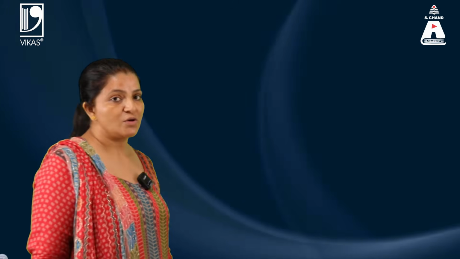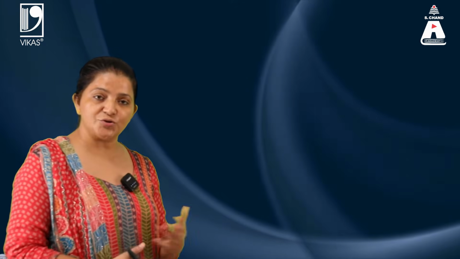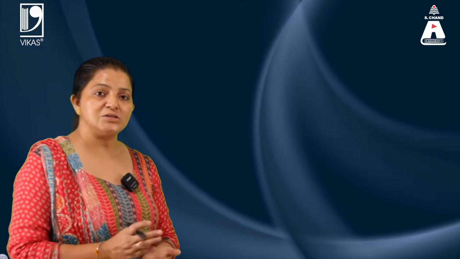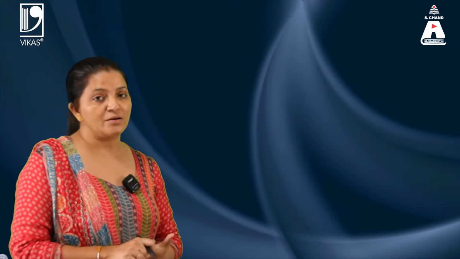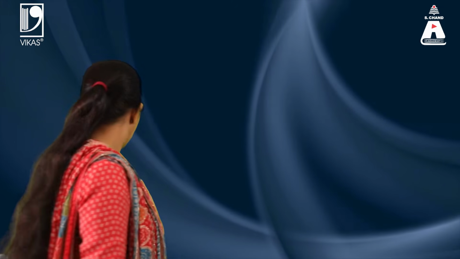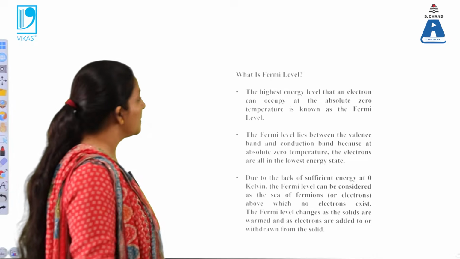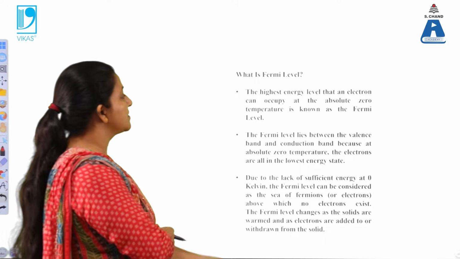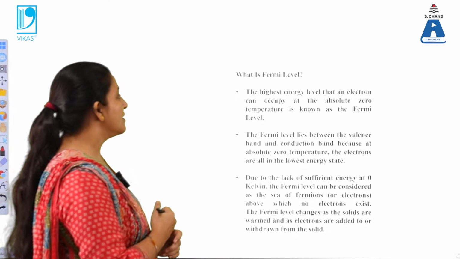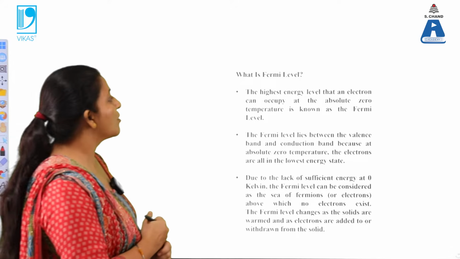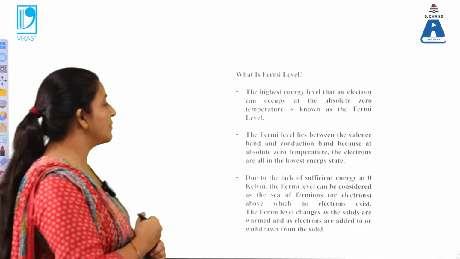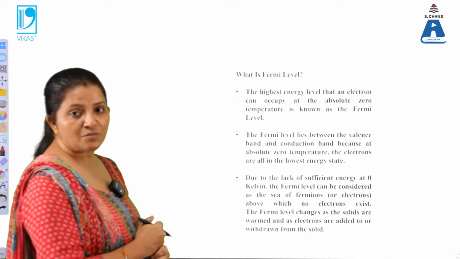Welcome to S. Chand Academy. So let us begin with how we can distinguish between metals, insulators and semiconductors depending upon the Fermi level. So what is a Fermi level? Fermi level is defined as the highest energy level that an electron can occupy at absolute zero temperature. That is known as the Fermi level.